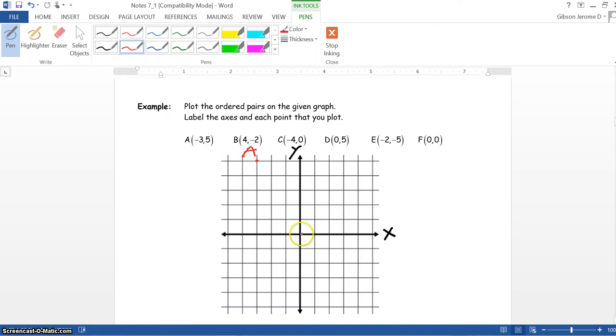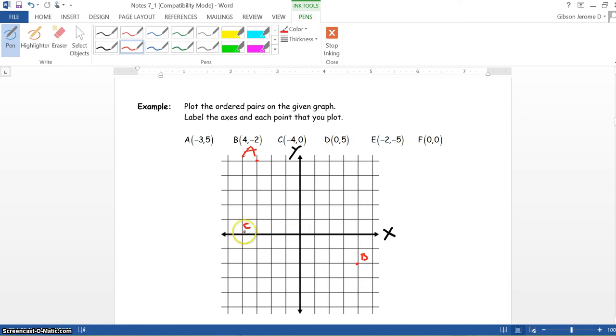Now we look at B. B is +4 for x. We go 1, 2, 3, 4. Then y is -2, which means we go down 2. And we plot our point, and that is our B. Now we come here to C. We have -4, 0. We start at the origin. X is -4, so we go to the left 4 places. And then since y is 0, that means we stay here. So this is C.